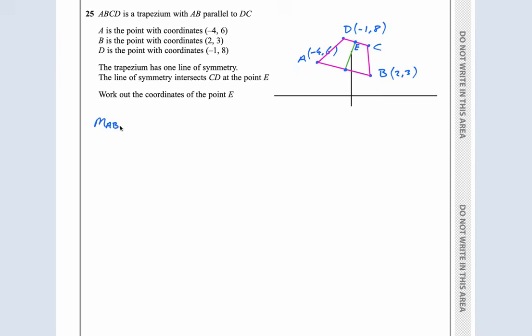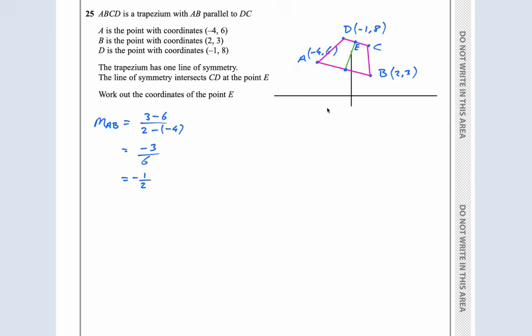So I'll call that MAB. So that's y2 minus y1, which is 3 minus 6 over 2 minus negative 4, which is negative 3 over 6, or a half. Okay, sorry, negative a half, which makes sense. That looks about negative a half according to my diagram.